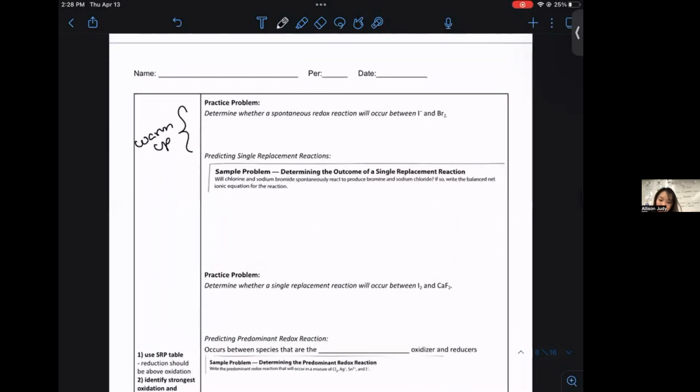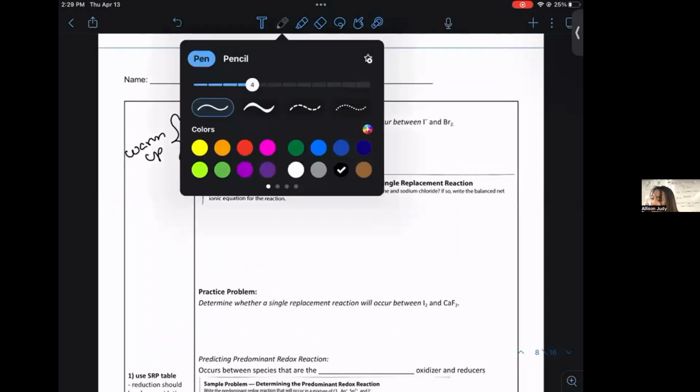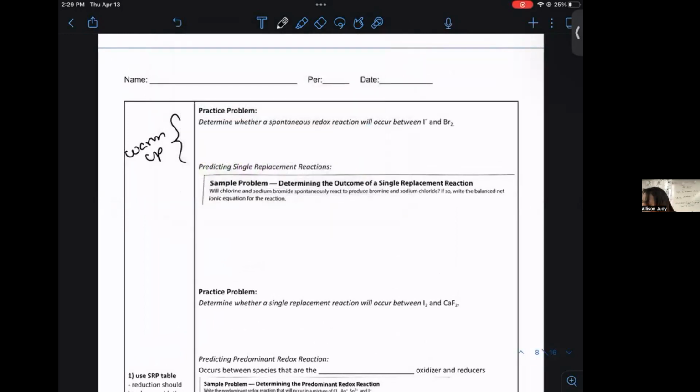So for this problem, we have a reaction between pure chlorine and sodium bromide. And the question is, will it spontaneously produce pure bromine and sodium chloride? Will we see that Cl2, when it reacts with NaBr, goes to Br2 and 2NaCl? Will this happen naturally?